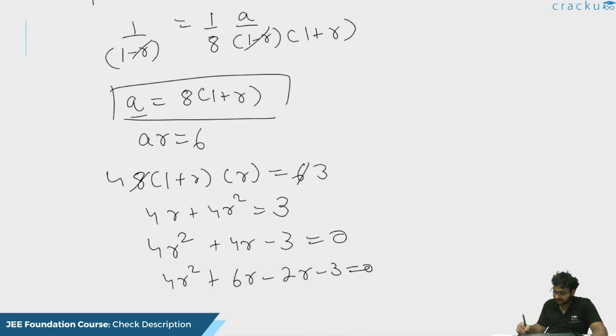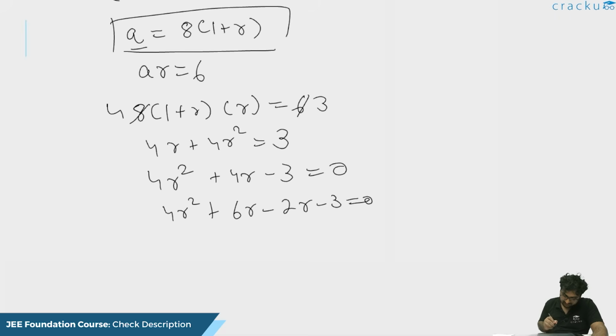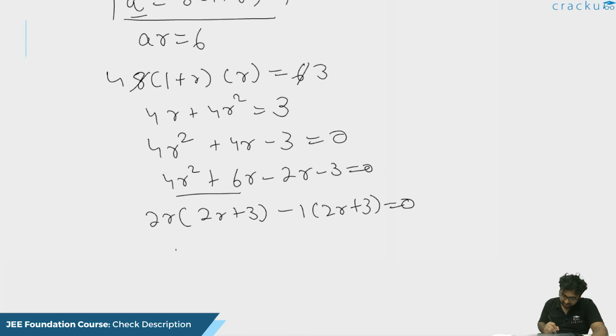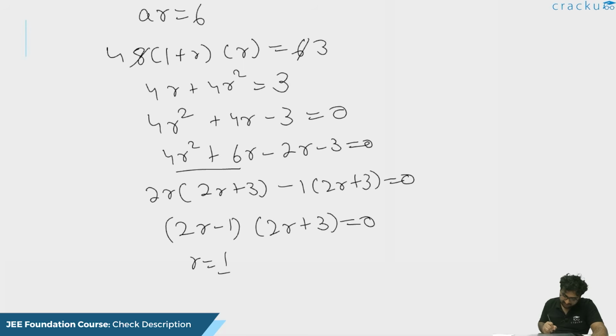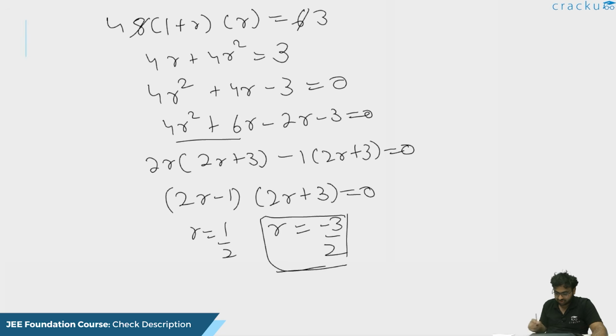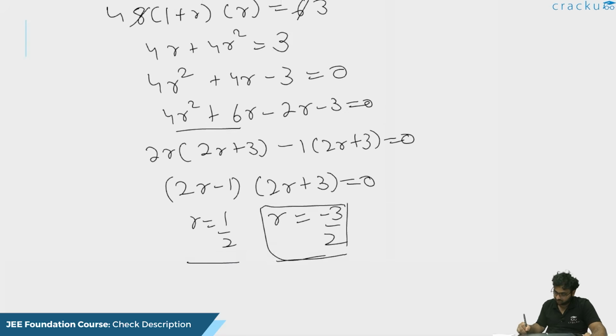We are factorizing it. So we get 2r common on this, so 2r plus 3, minus 1 common. So 2r plus 3 equal to 0. So we get 2r minus 1, 2r plus 3 equal to 0. So r is equal to 1 by 2 and r is equal to minus 3 by 2.